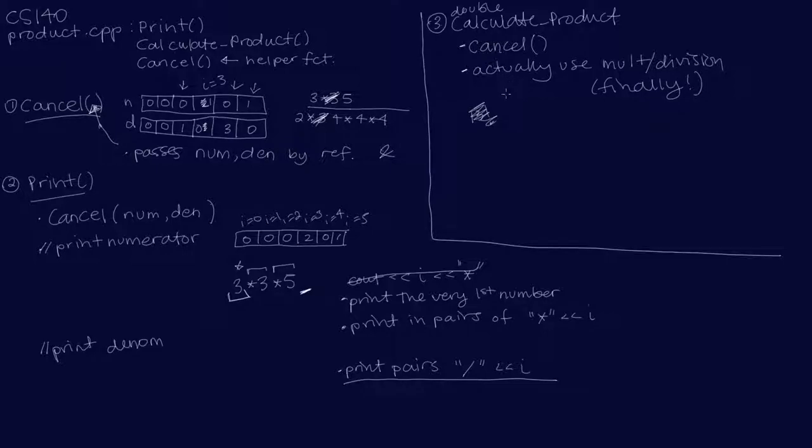Just think about how you would loop through these vectors and calculate what the product should actually be and return it. So again, this is where you actually finally use just plain old normal math. And it's as simple as that. So again, this is a video about print, calculate product, and cancel. If you need any help on all the other functions, check out my other video.